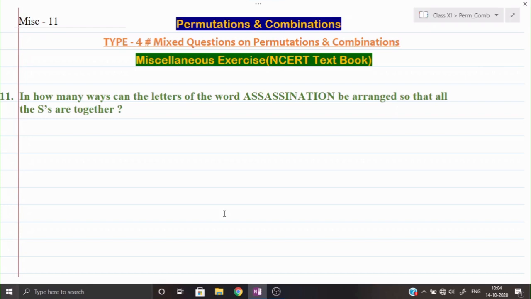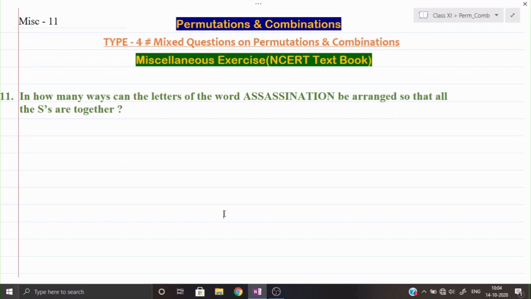What they are saying: in how many ways can the letters of the word assassination be arranged so that all the S are together? Try to remember, we have done one such question, I think in exercise 7.3, where all the I's were coming together. The word given to us was Mississippi, and they were asking for all the I's together. Here all the S are required to come together.